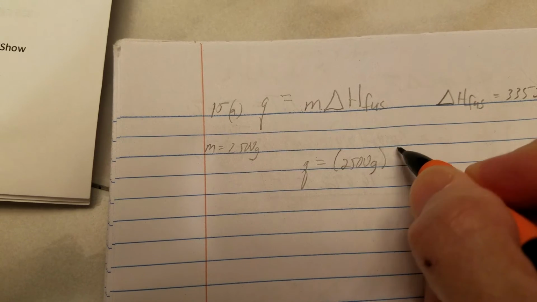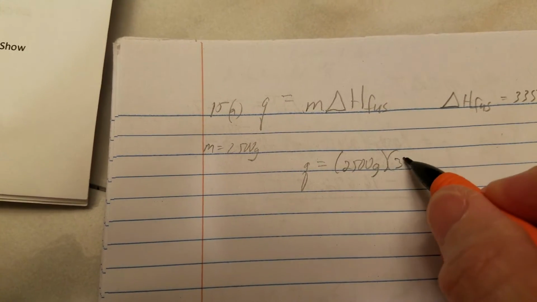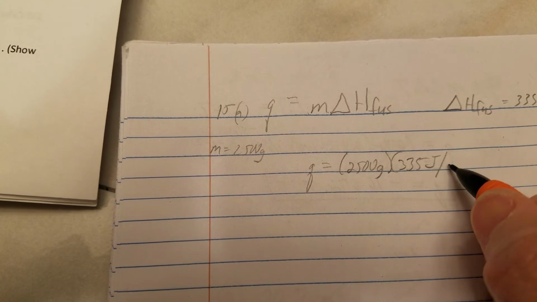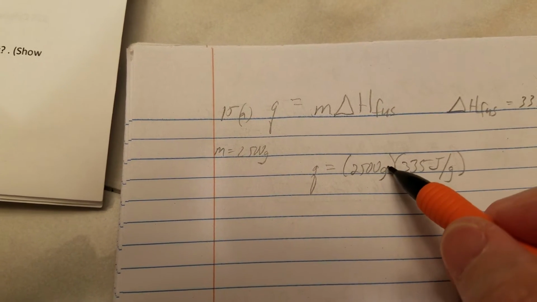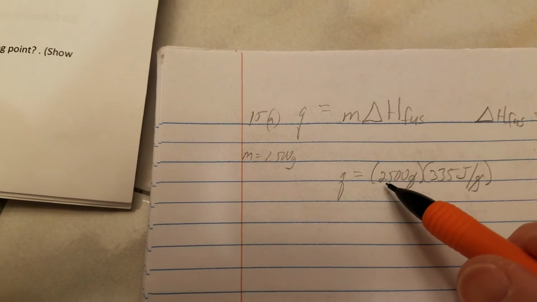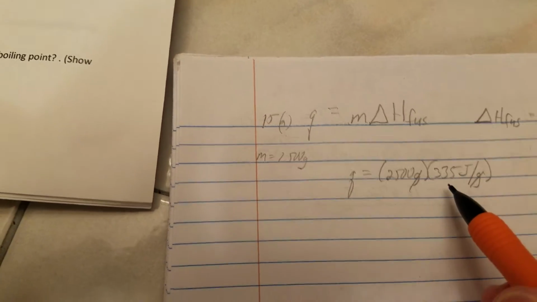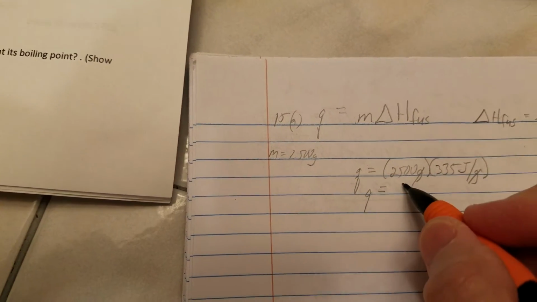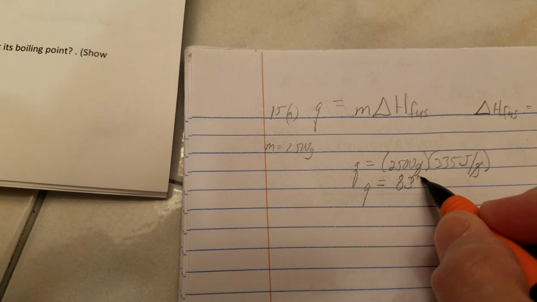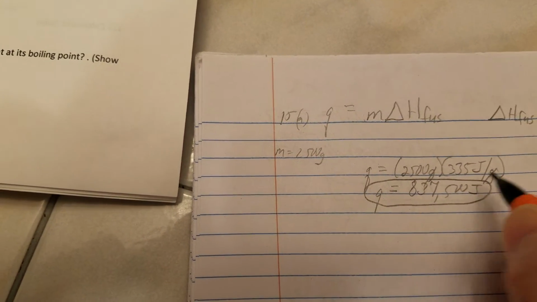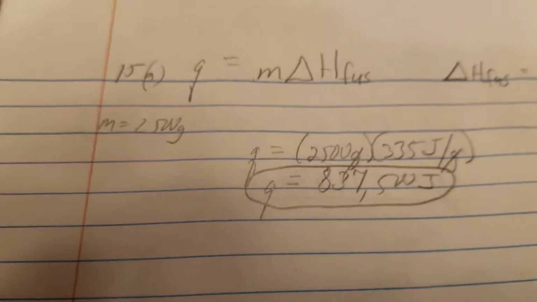When you do a phase change, it's going to require a good bit more heat than some of the changes we've seen before where you're just changing within the same phase. So you'll see our gram units are going to cancel here, and we simply multiply the 2,500 by the 335, and our Q value will be 837,500 joules.